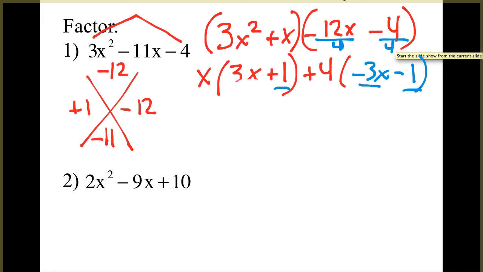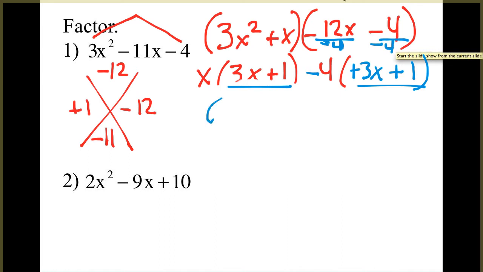So let's go back for a minute, and I'm going to redo that. Instead of dividing out a positive, I'm going to divide out a negative 4. All right, negative 12x divided by negative 4 makes a positive 3x. And then negative 4 divided by negative 4 makes a positive 1. So there we go. My binomials are the same.